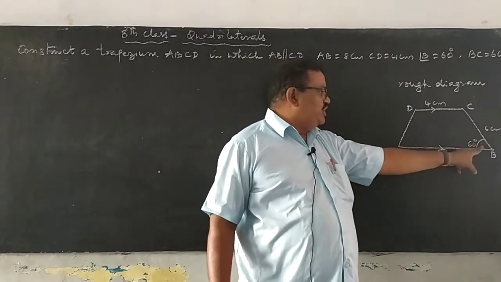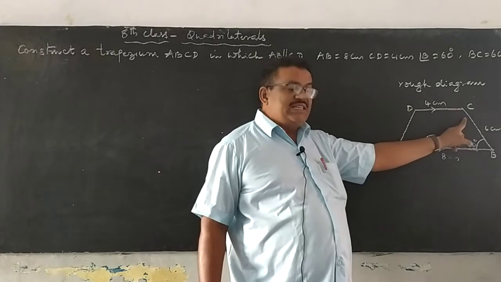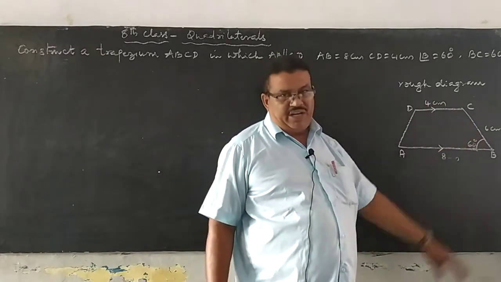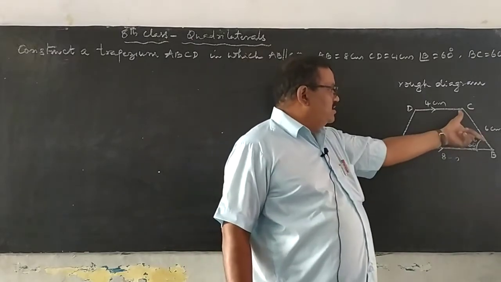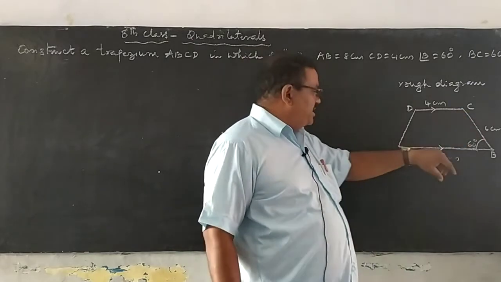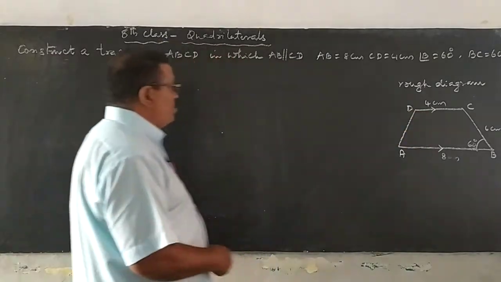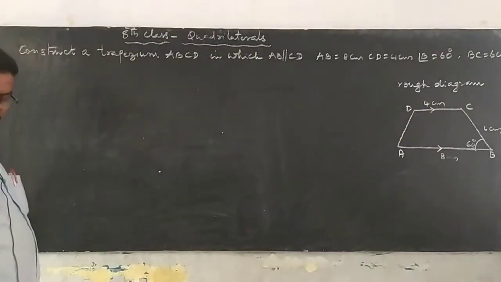When angle B is 60 degrees, automatically angle C is 120 degrees, because angle B plus angle C equals 180 degrees. A pair of adjacent angles, angle B plus angle C, otherwise angle A plus angle D, also equals 180 degrees, children. Okay, go through the main diagram.